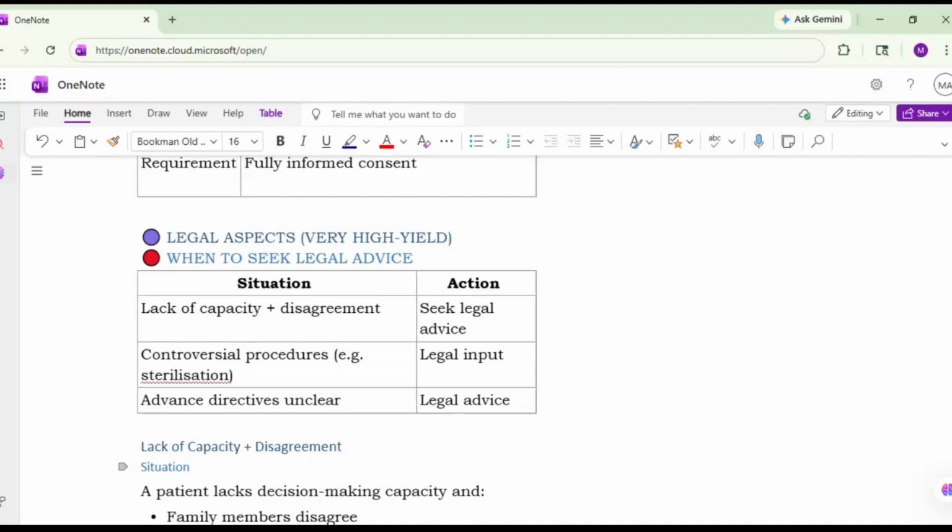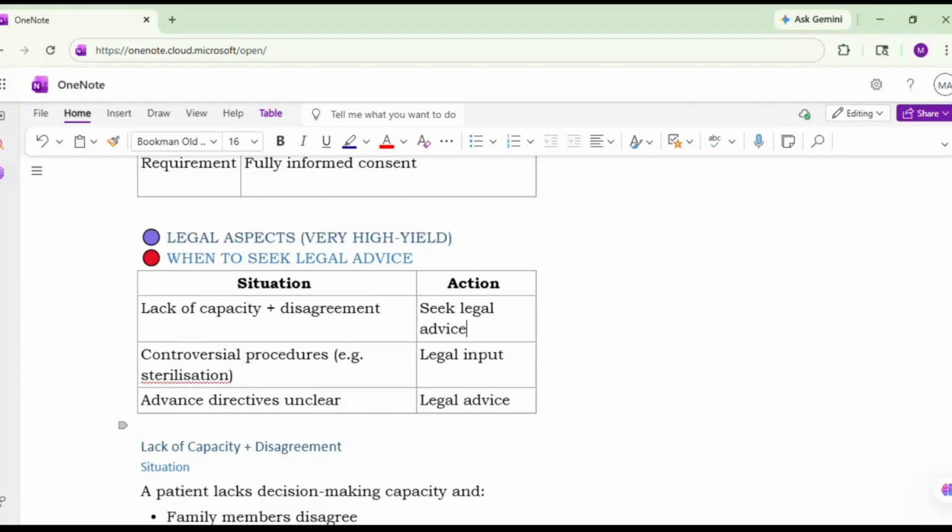Then legal aspects, when to seek legal advice. If the patient is lacking capacity and there is a disagreement, then we have to seek legal advice. There are certain controversial procedures like sterilization, where legal input will be required, and advance directives, if they are not clear, then again legal advice will be required.